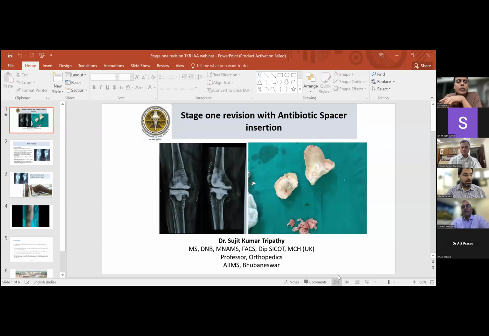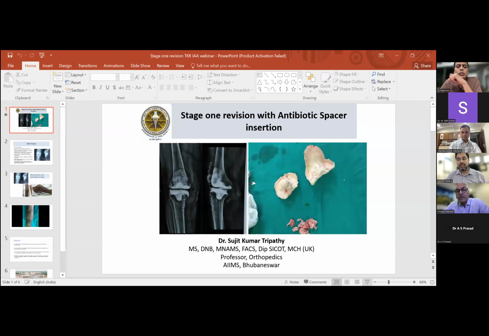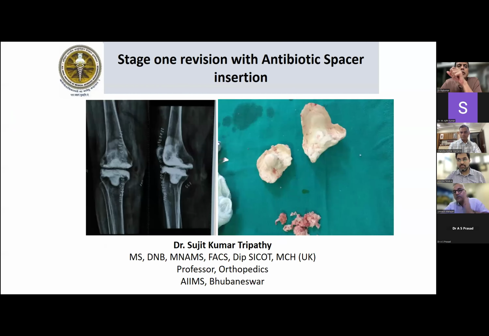Dr. Unmesh, just one quick question: the indication for cones. The indication for cones is when the sleeve is not a viable option. I have not used cones, honestly.